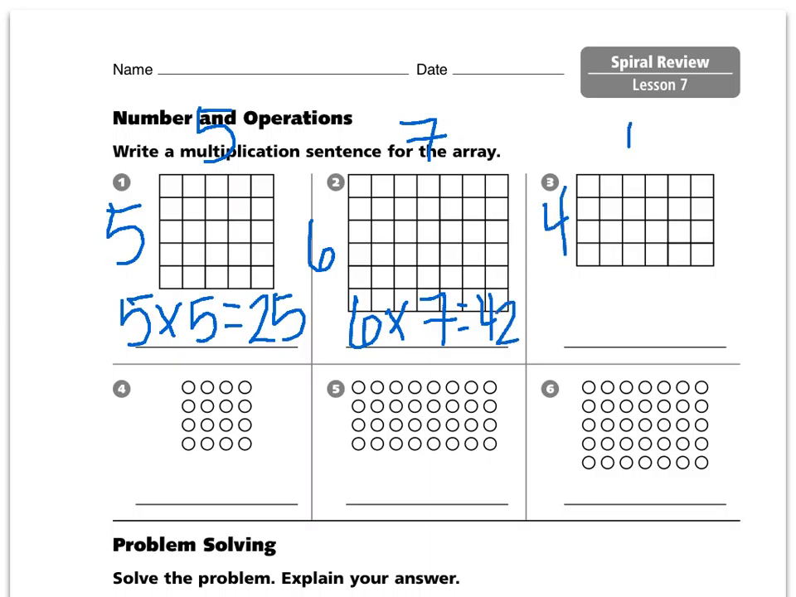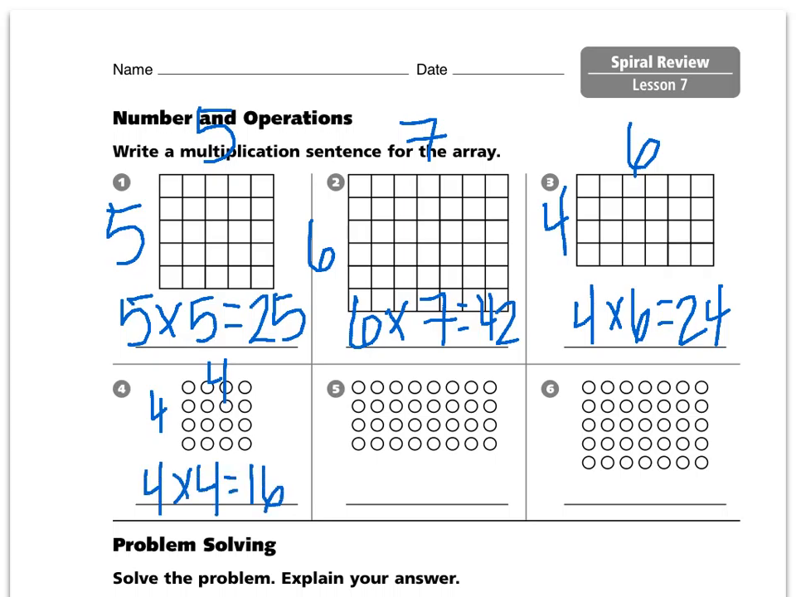I have a 4 by 6, and I know 4 times 6 equals 24. For number 4, I have a 4 by 4. Multiply it together, and I get 16. Use these strategies to complete numbers 5 and 6.